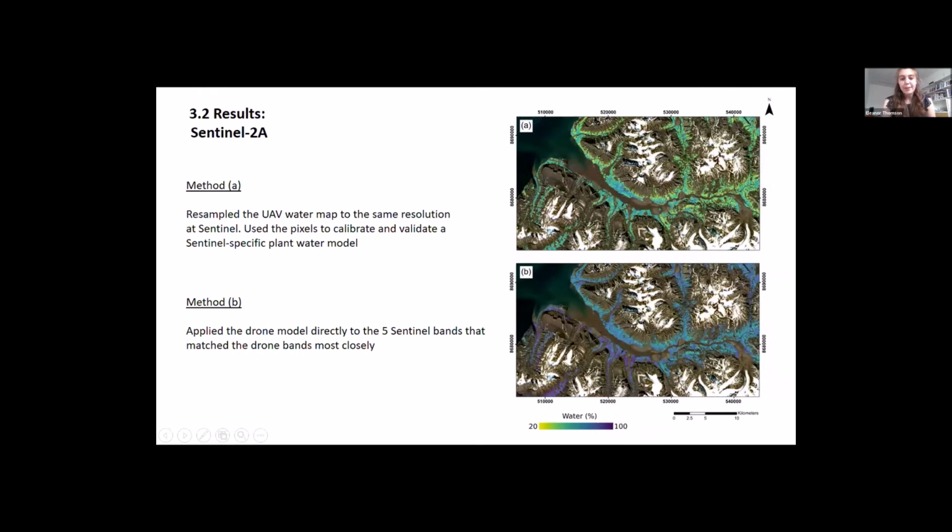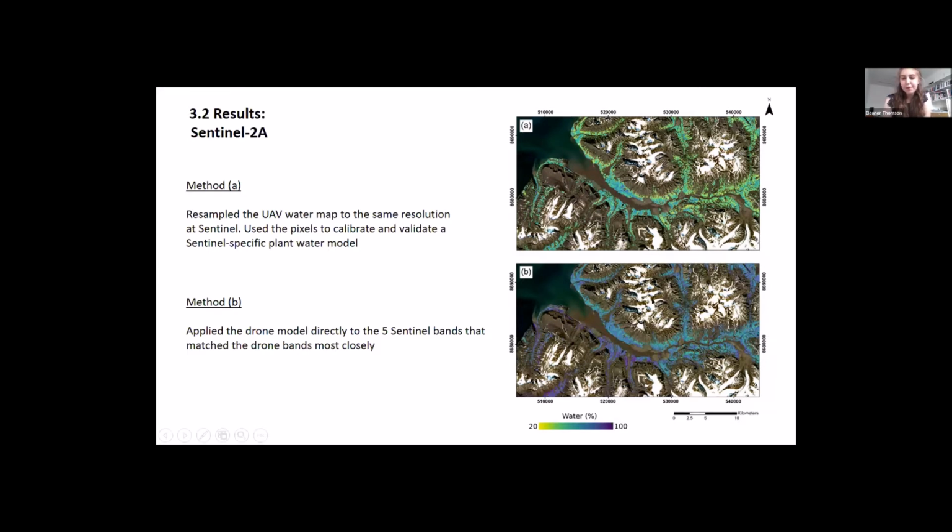As we can see, in method B, we have values which are looking quite unrealistic. So we know they're about 80 to 100% water content, which probably isn't correct. And method A is demonstrating some much more realistic water values. So we would probably recommend using method A compared to method B. So calibrating and validating the Sentinel data directly.